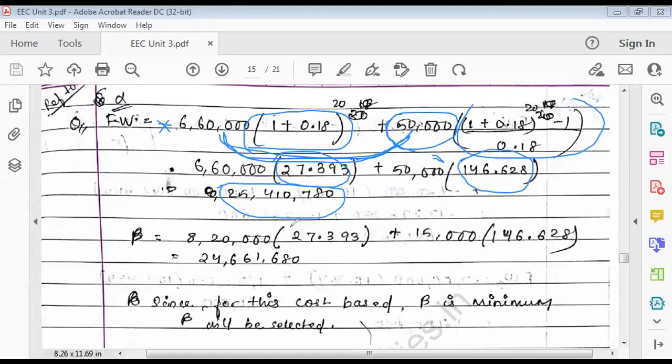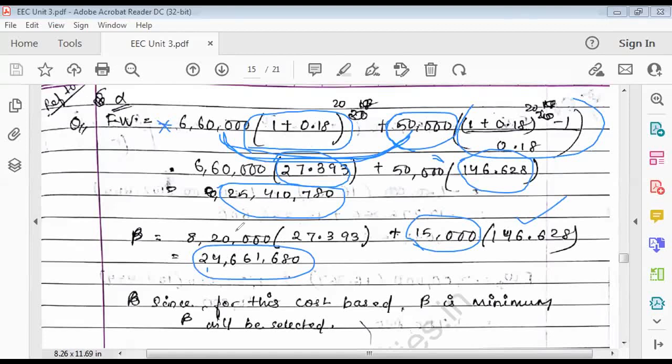Now look at the second one, 8,20,000. Again, the first formula has been used. Since you remember the value already, simply multiply 27.393, plus, and no negative sign for the same reason. You are merely adding up. And 15,000 is the annual operational and maintenance cost. Every year you must spend, so simply multiply that with the second formula, and look at the value: 2 crore 46 lakhs 61,680 is the future worth of beta.